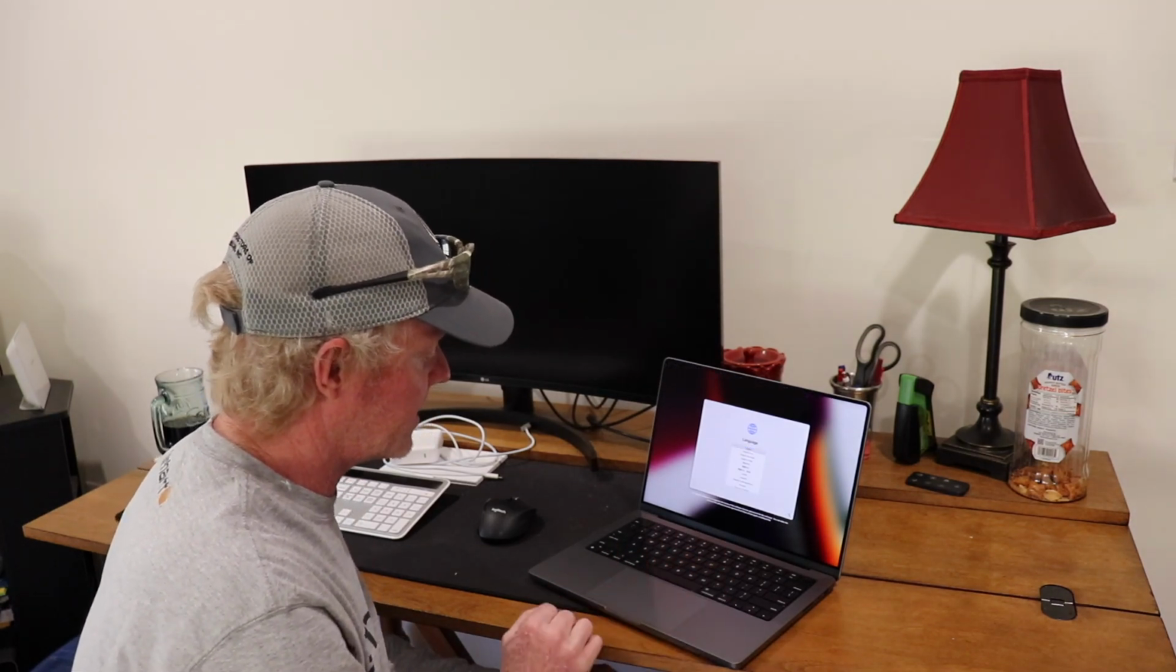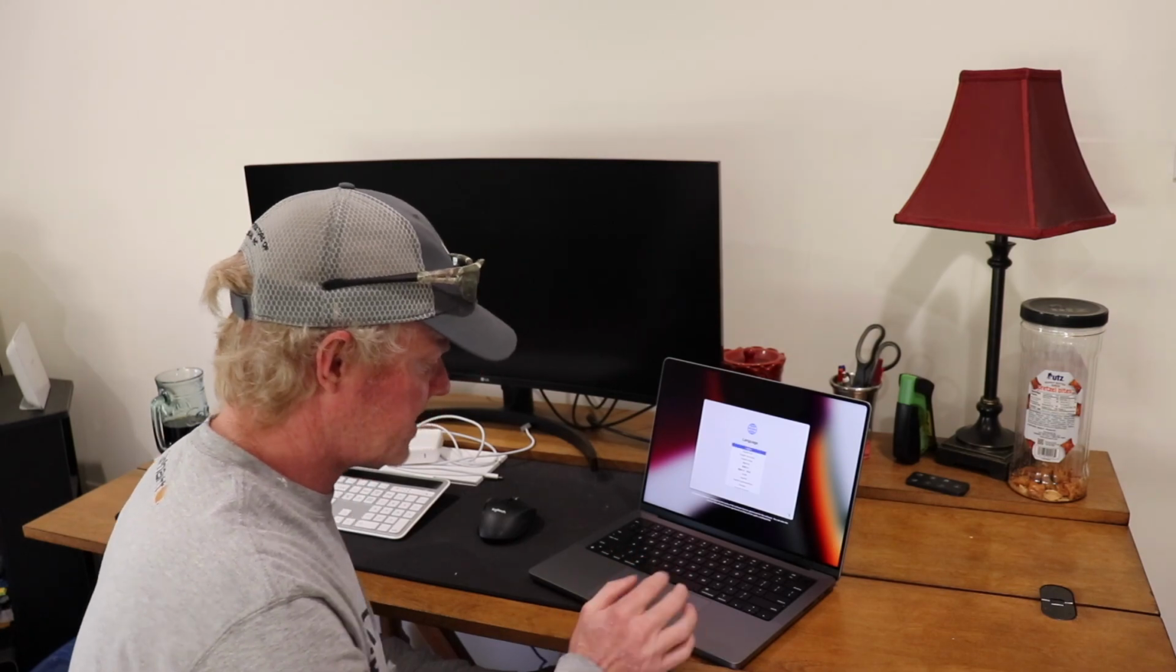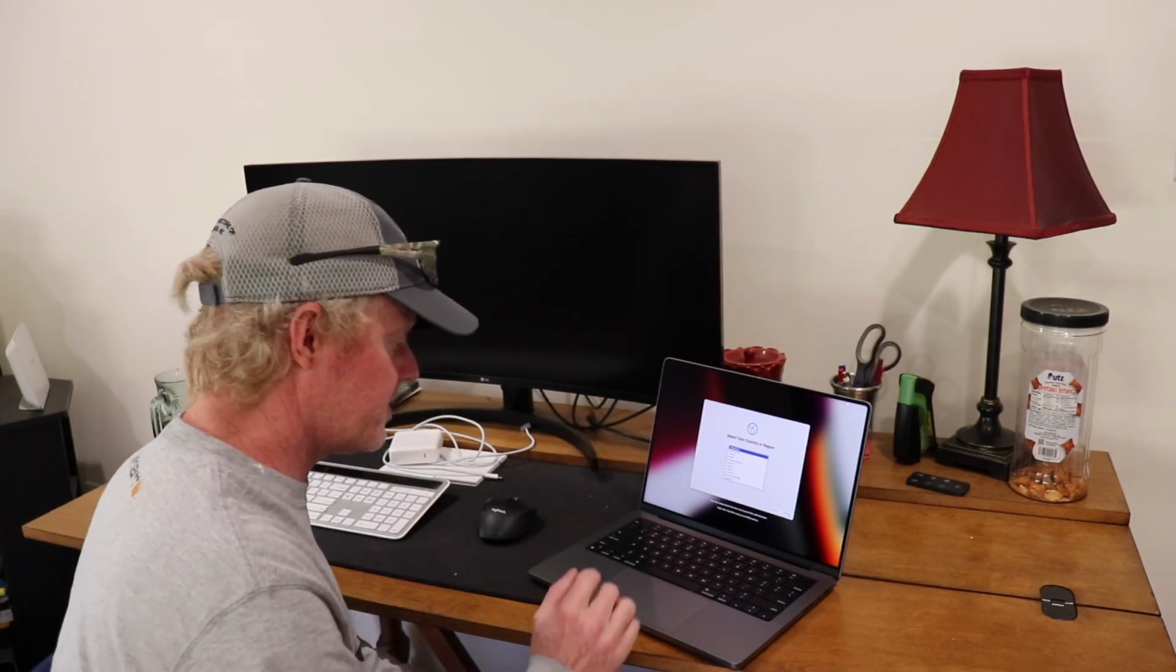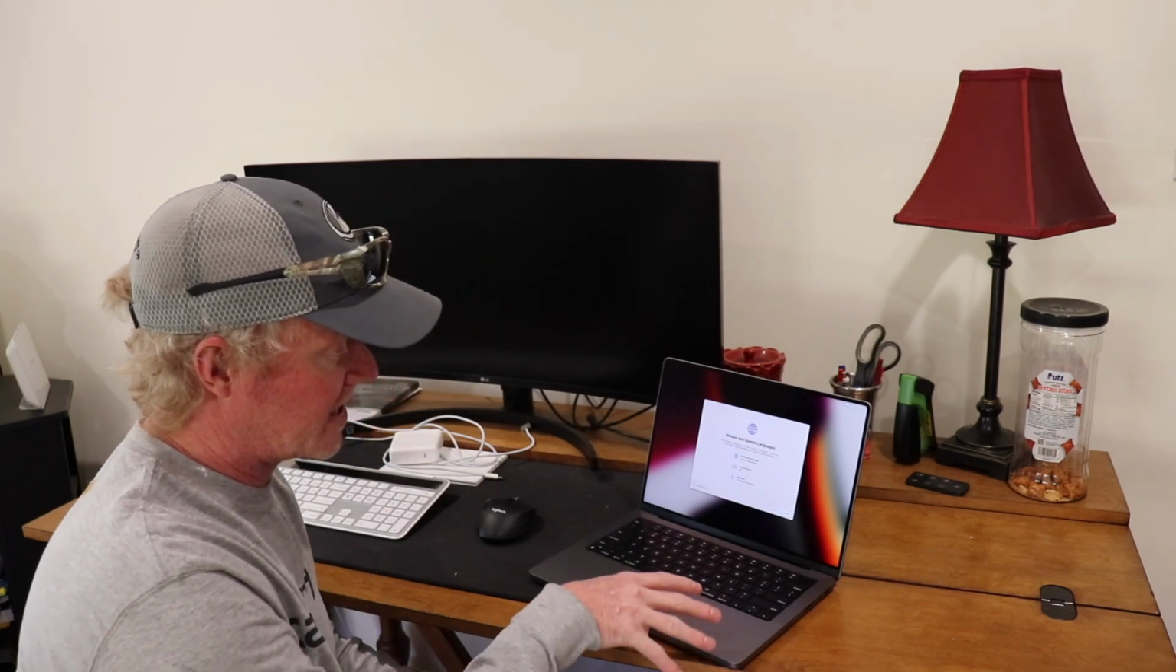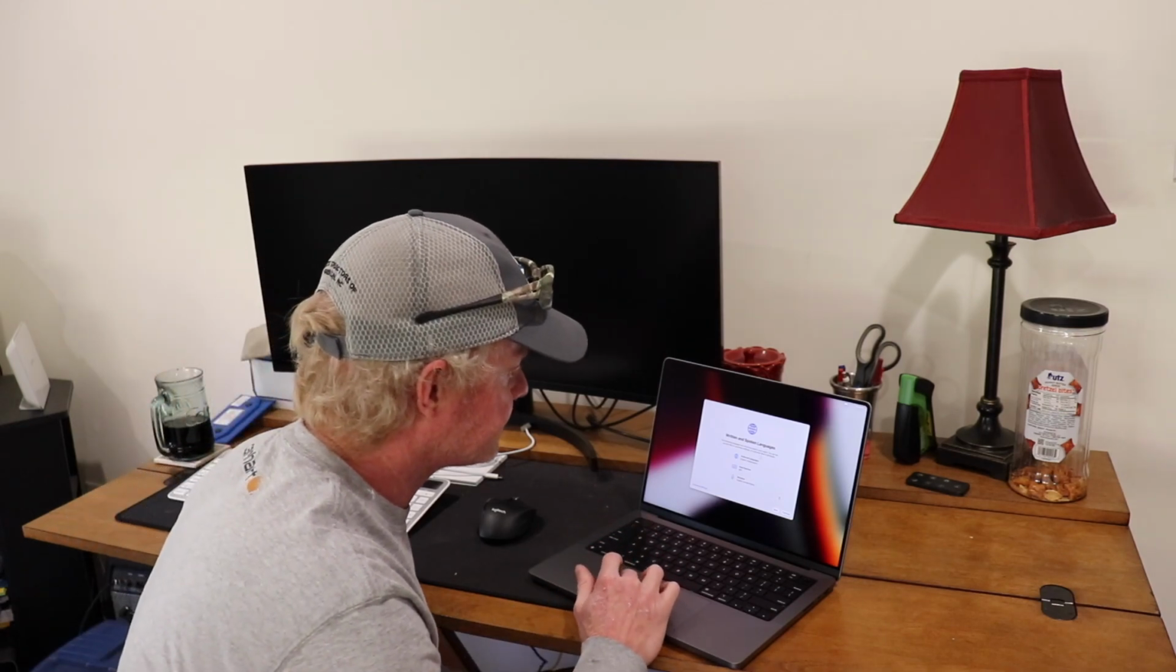Kind of the same familiar touch pad. I would say this touchpad is probably very similar to the 2015. I'm going to have to look and compare sizes. I know the 16-inch has a much bigger trackpad.